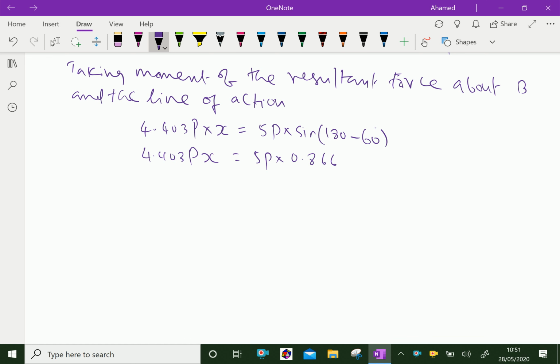Sine 120 is 0.866. Therefore x equals 5 into 0.866P over 4.403P. Both P cancel, and we calculate 5 multiplied by 0.866 divided by 4.403, therefore x equals 0.983.